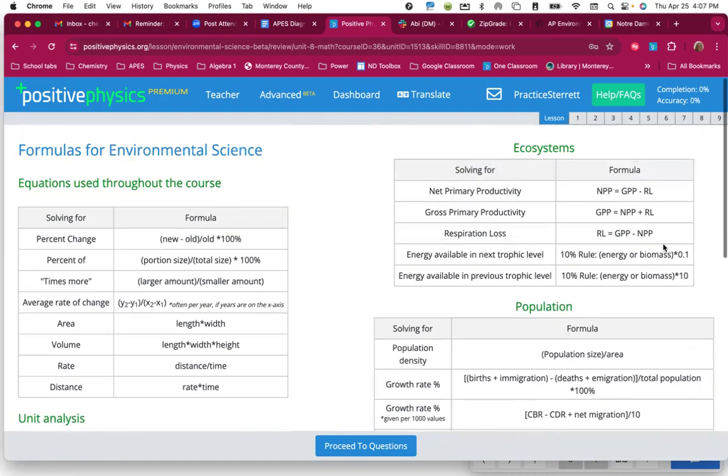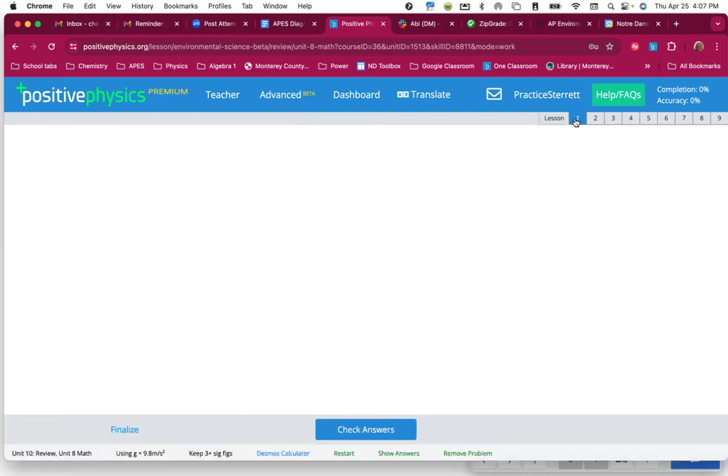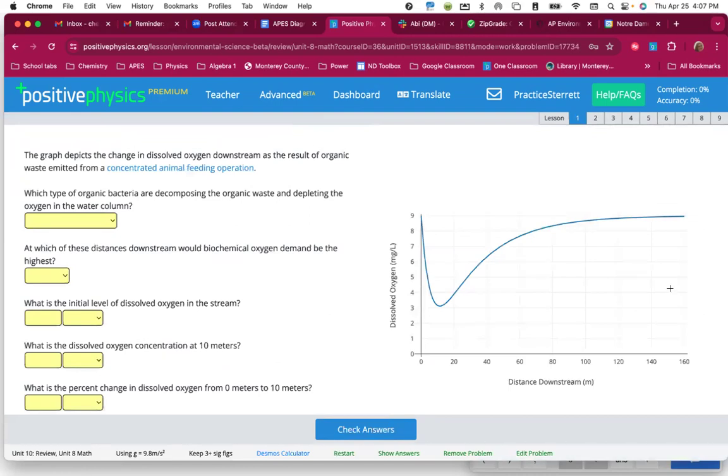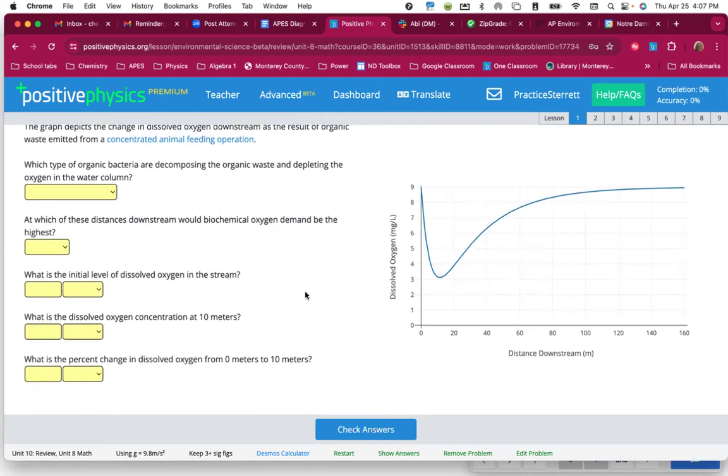And so I put this as the lesson, and so they can click back and forth to this if they're doing a problem. So I'm going to go through these different problems, these 9 problems for Unit 8, and show you kind of how this works as a targeted math review.